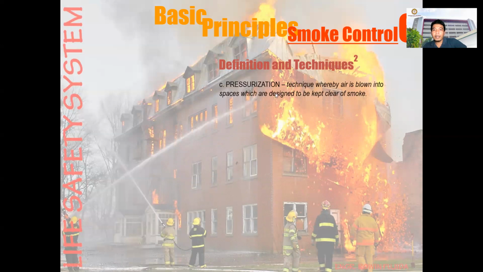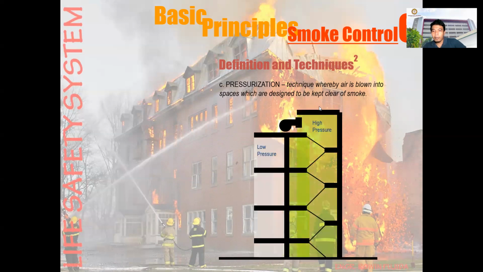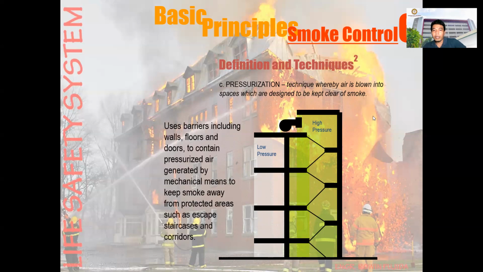And letter C is the pressurization. This is a technique whereby air is blown into a space which is designed to be kept clear of smoke. So there is low pressure where the smoke can travel through, and then the high pressure. So use barriers including walls, floors, and doors to contain pressurized air generated by mechanical means to keep smoke away from protected areas such as escape staircase and corridors.